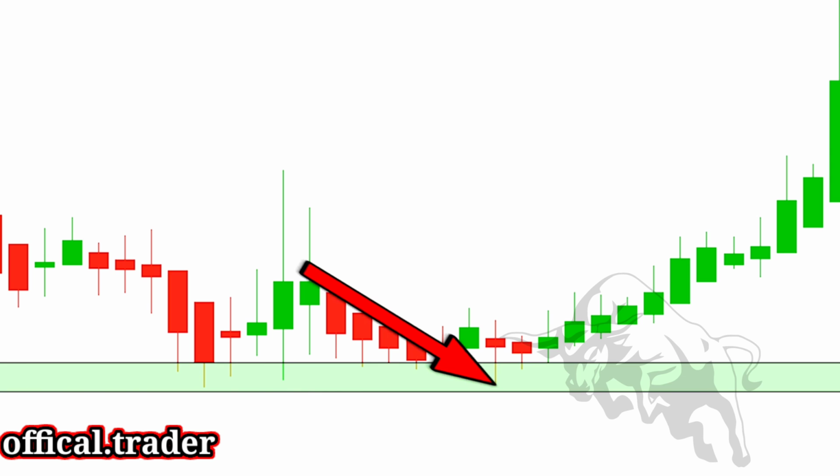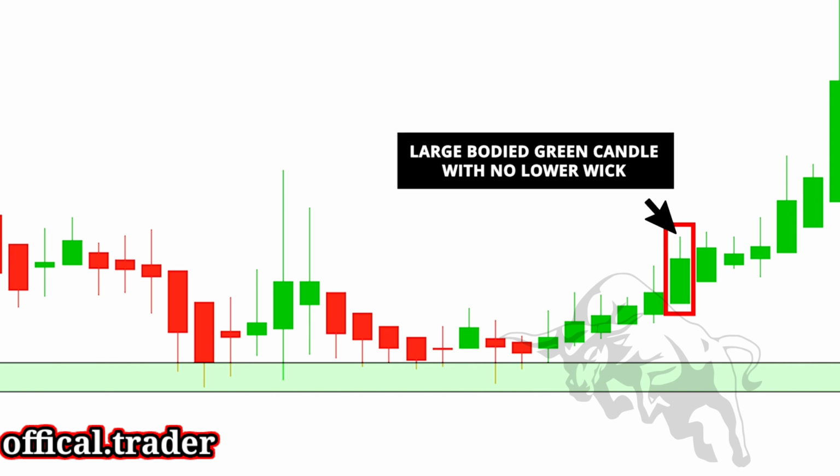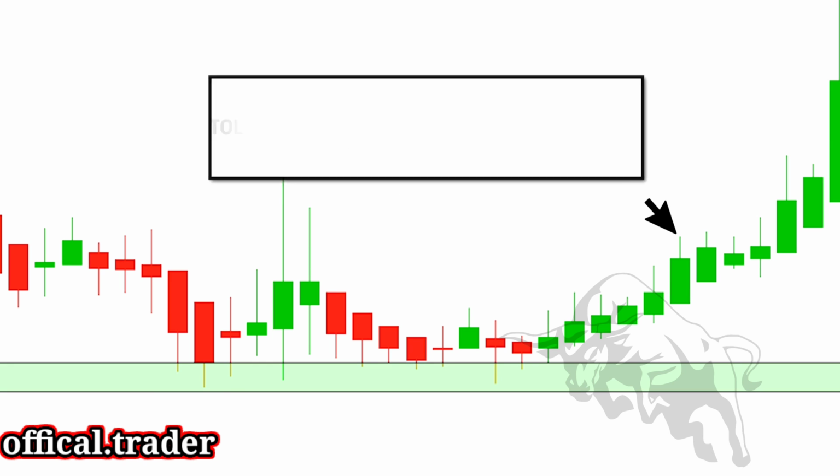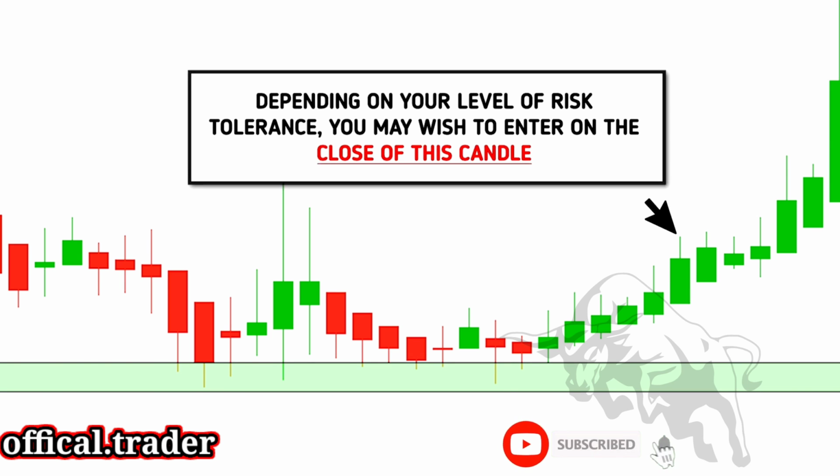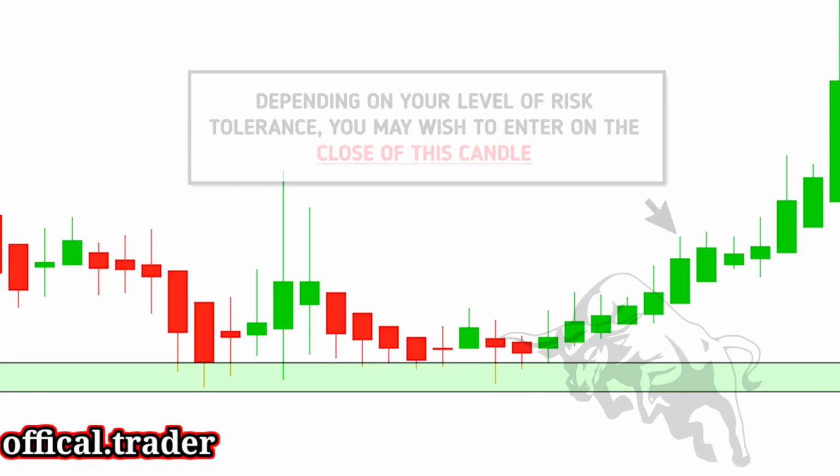We have a second push down into support here, and again we see these small candles form with wicks on either end. We then see our first larger bodied green candle form with no lower wick. This is the first signal we see of bullish pressure entering the market. Now, depending on your level of risk tolerance, you may wish to enter on the close of this candle. The body of this candle is larger than the majority of candles that have formed since touching support.